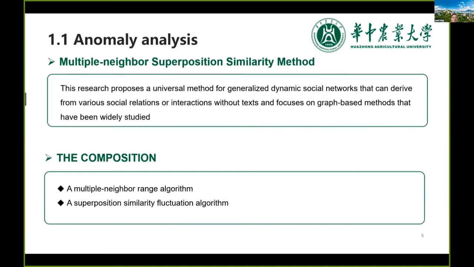So this research proposed a universal analysis method in dynamic social networks from the perspective of anomalous change of macros, the multiple label superposition similarity method. The method can be divided by the arrival of social relations or interactions without existence, and mainly consists of a multiple label range algorithm and a superposition similarity fluctuation algorithm.